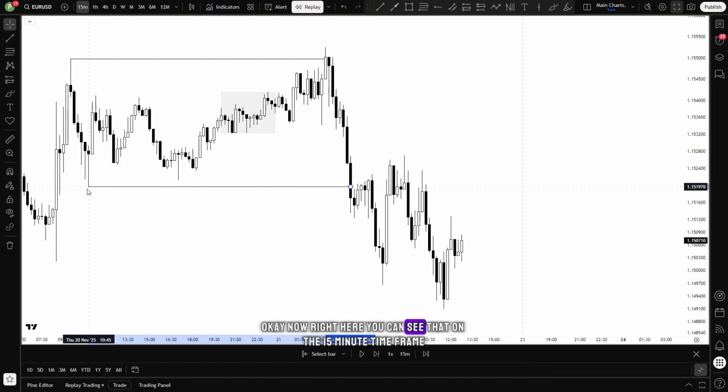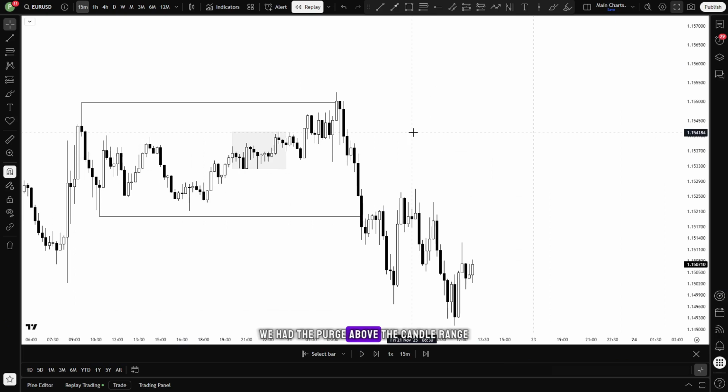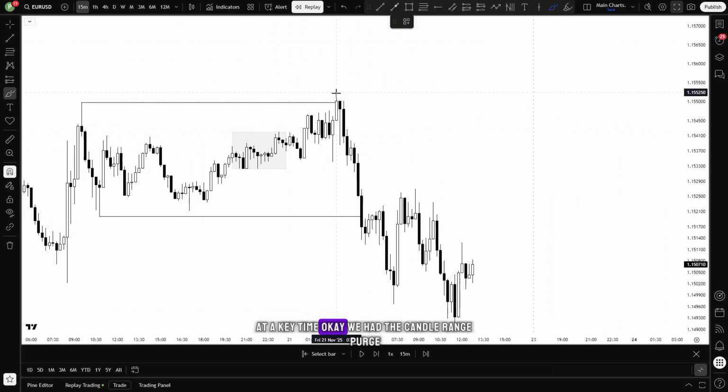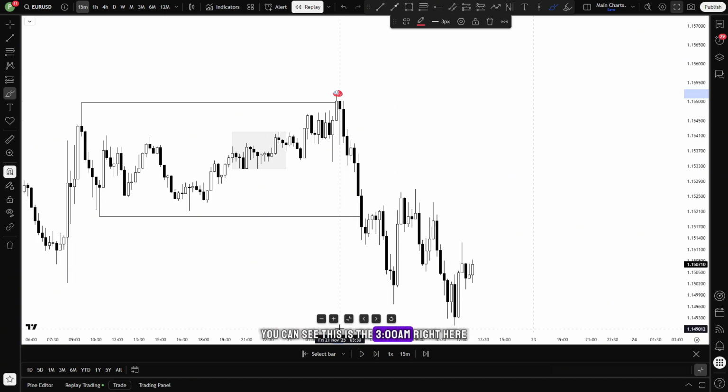Okay, now right here you can see that on the 15-minute time frame we had the purge above the candle range and we reached the premium region right at a key time. Okay, we had the candle range purge and we tested the key level and reached the premium region at a key time. You can see this is the 3 a.m. right here, the 3 a.m. timing window, which is an extremely important key time. And we did all of those things right here at this time. Okay, so that added more significance to my entry, or to my trade idea, and added even more probability to this trade playing out. And after that, I just waited for price to confirm an entry.